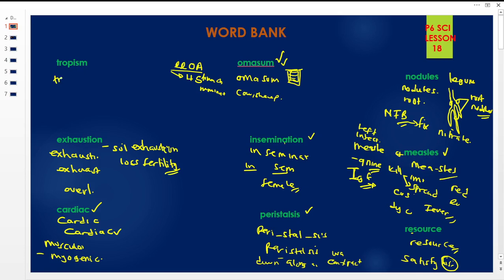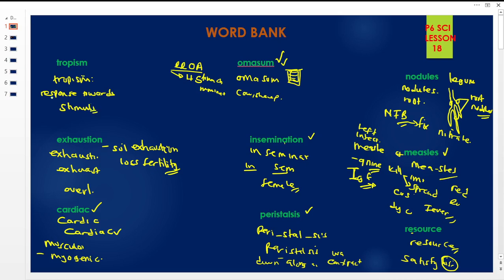Lastly, we have this word tropism. What is tropism? From our classification of plants, we said tropism is the plant response towards stimuli, or stimulus. When it is only one within the environment, we call it a stimulus.